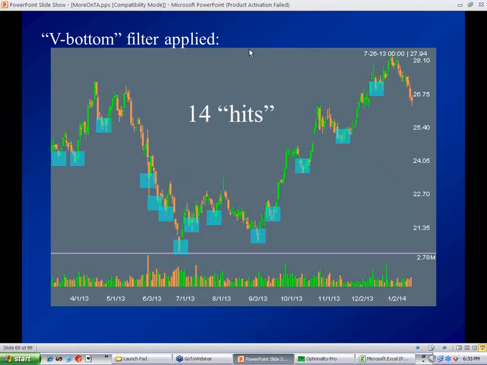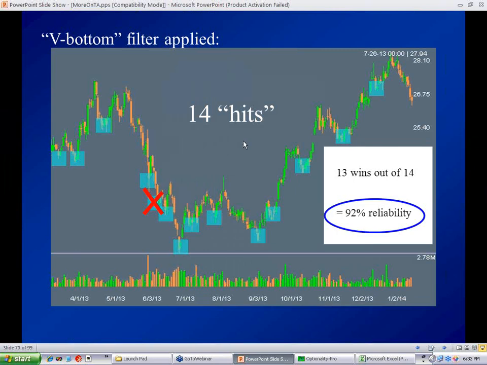Now, of every one of those V-bottoms it found, 14 of them, only one of them lost. By lost, I mean it did not gain anything the next day or two. But all the other 13 of these 14 ended up gaining, and some of them gained huge, as you can see in the chart. So the V-bottom filter has a 92% reliability, right?